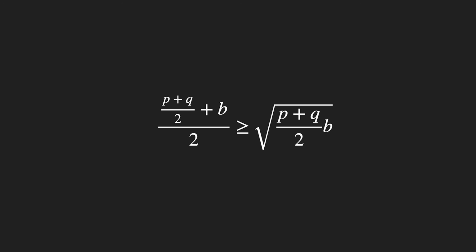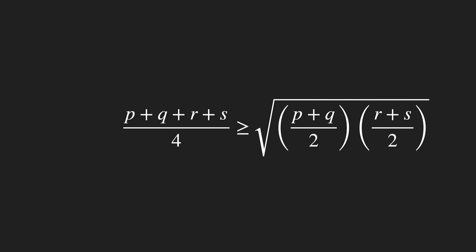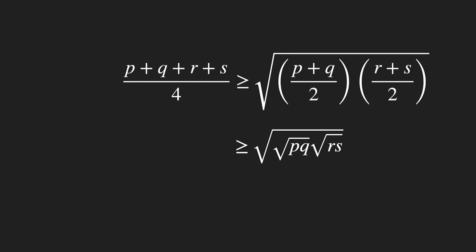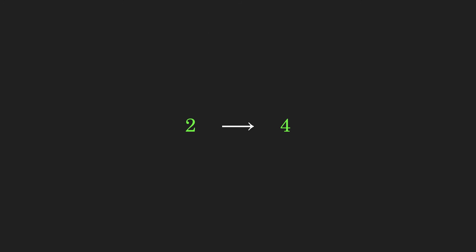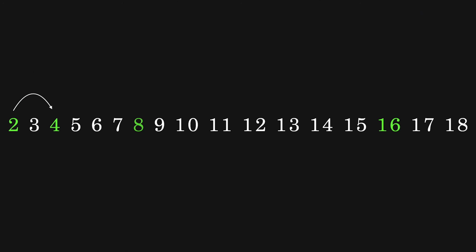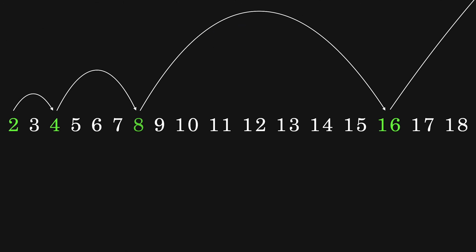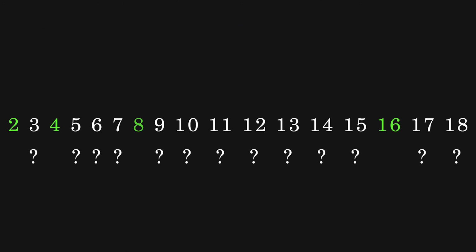Let's first prove that it works for four variables. According to the AM-GM inequality for two variables, replacing a with p plus q over 2 and b with r plus s over 2, we get p plus q plus r plus s over 4 to be greater than or equal to the square root of p plus q over 2 times r plus s over 2. Notice the arithmetic means on the right side. We can apply the AM-GM inequality one more time and get the square root of pq times the square root of rs, which is equal to the fourth root of pqrs. Thus, the AM-GM inequality is valid for four variables. Using the AM-GM inequality for four variables, can you prove that it is true for 8 variables? In fact, repeating this process infinitely, we can see that the inequality is true for numbers of variables which are powers of 2. Now, how do we prove that it's true for the others?